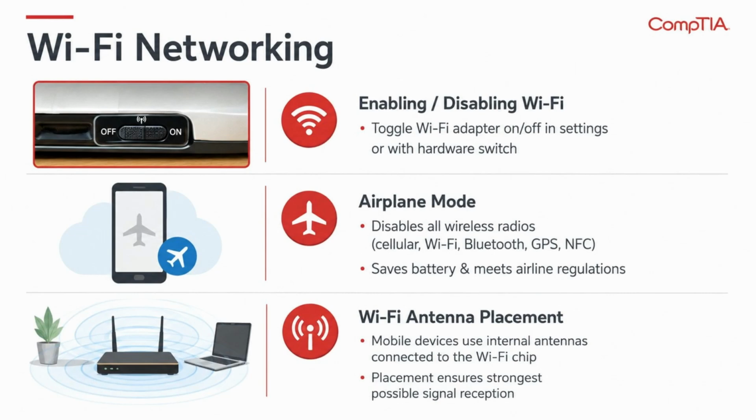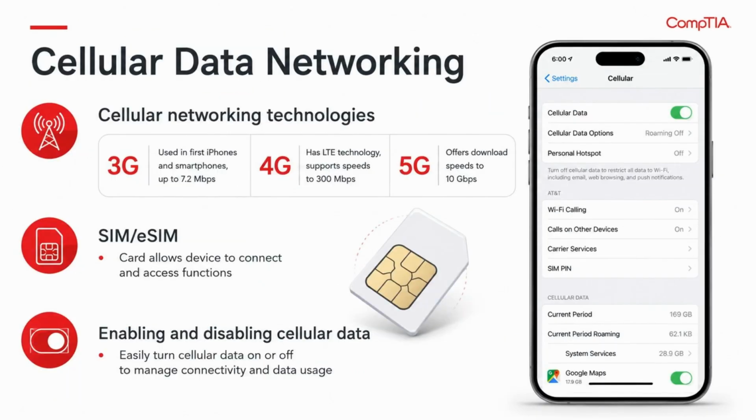Moving on to Wi-Fi networking. You can enable or disable Wi-Fi via your device settings or a dedicated hardware switch. Airplane mode is a critical function that disables all wireless radios, including Wi-Fi, cellular, Bluetooth, GPS, and NFC, to save battery and comply with airline regulations. Proper antenna placement is vital for mobile devices. Internal antennas connected directly to the Wi-Fi chip are carefully positioned by manufacturers to ensure the strongest signal reception possible for your device.